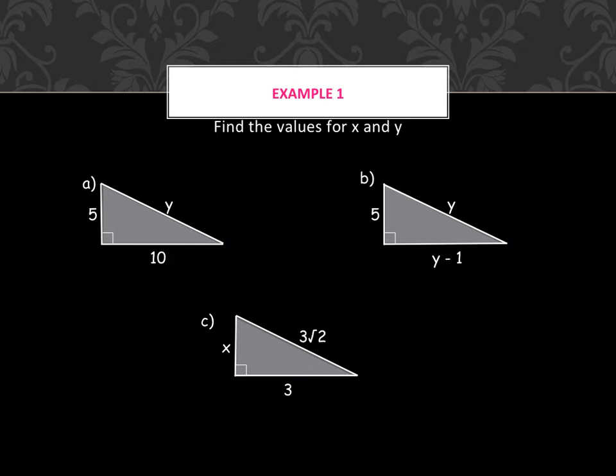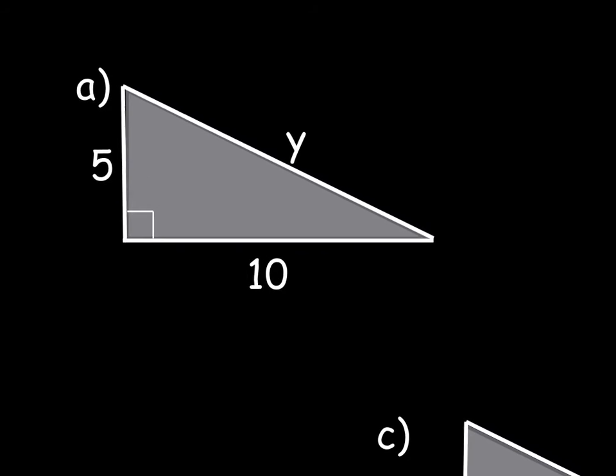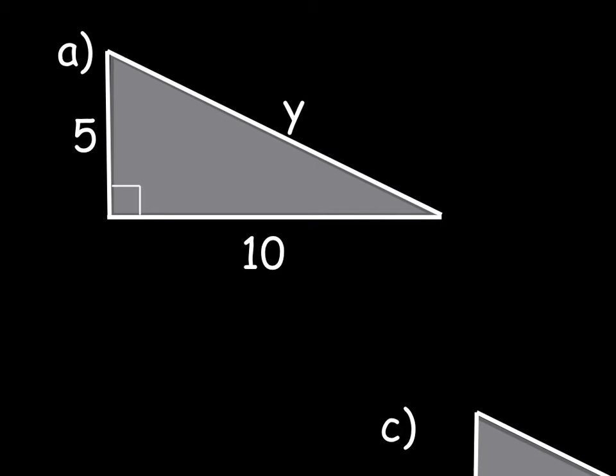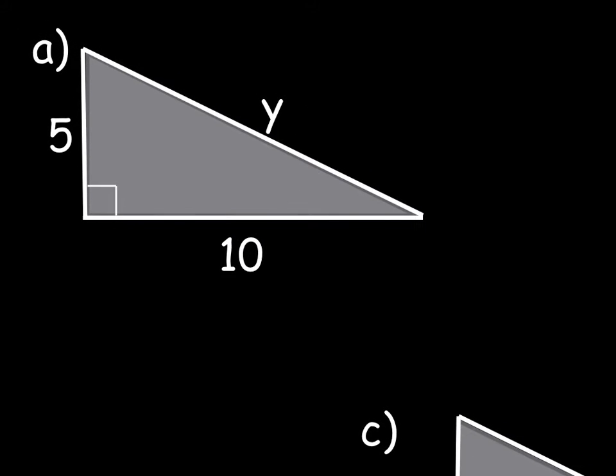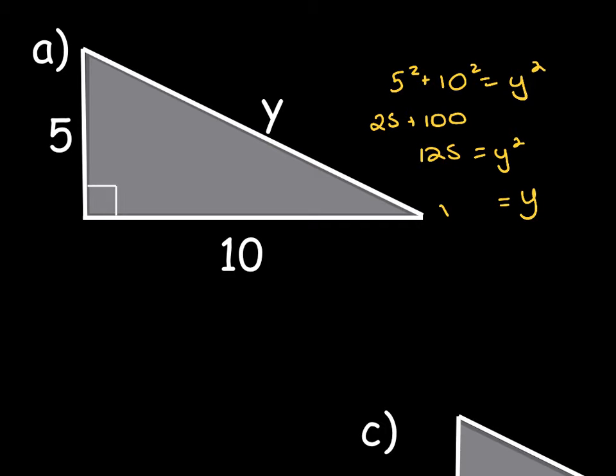All right, so this says find the values of x and y. So we start off nice and easy. How do I set this up? What will go by itself? The y, right? So this would be 5 squared plus 10 squared equals y squared. 25 plus 100, 125, and then y equals. Technically, it's plus and minus the square root of 125, right? But there's no such thing as a negative side length, so we only take the positive.